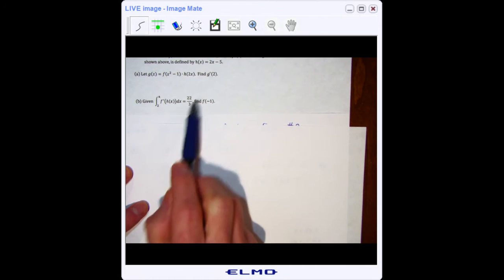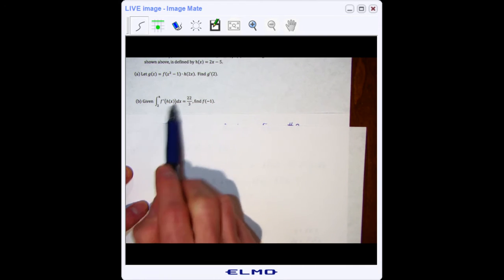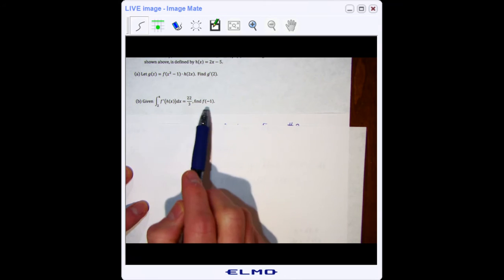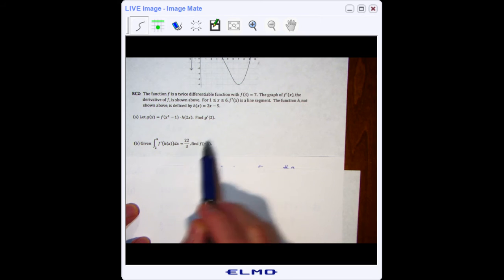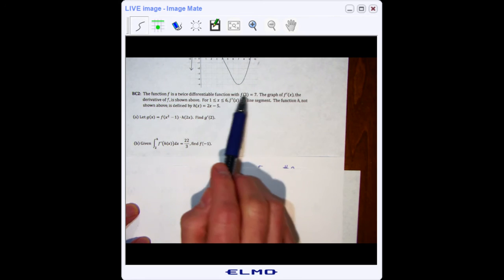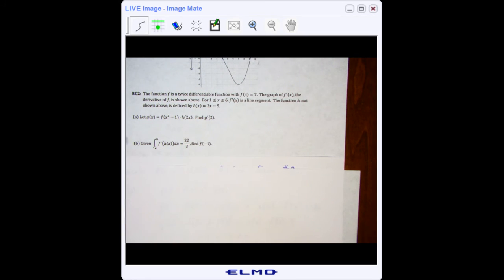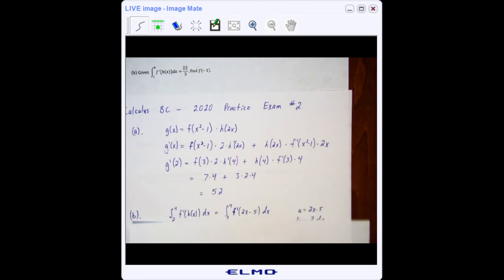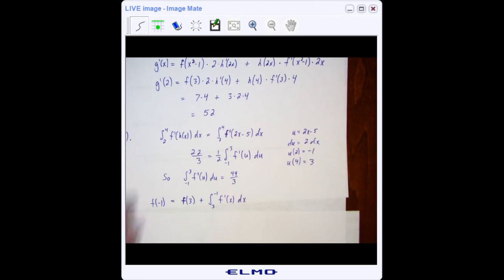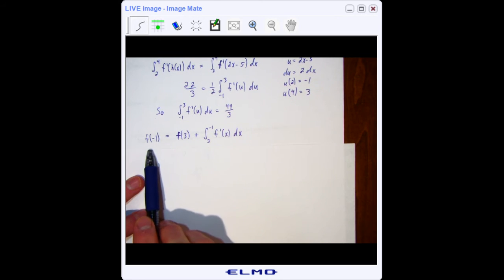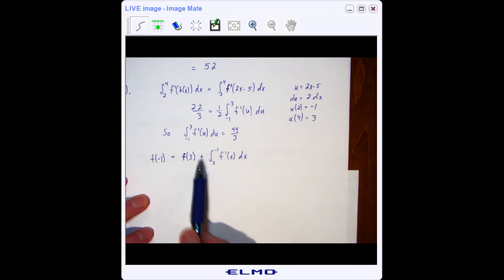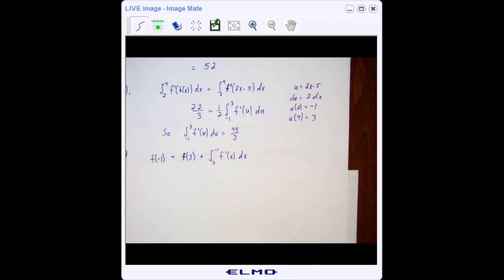Okay, so if you do your work correctly, this integral should come up somehow, some way in the problem. All right, well, this looks like a fundamental theorem of calculus problem, right? I have a derivative of f and I have a point. I want to find another point. So that's how I would start it first. That f of -1 is f of 3 plus the integral from 3 to -1 of f prime of x dx. Okay. So start with that first.